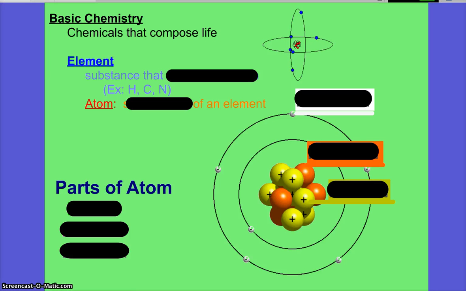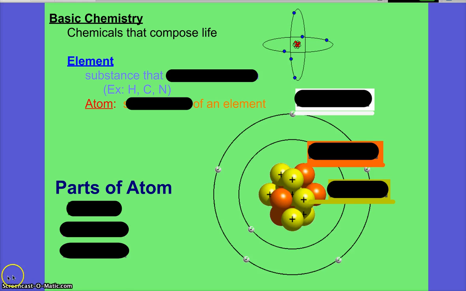So let's review topics, or vocab. What's an element? Anybody know? Give me an example of one. Hydrogen. Hydrogen. What else? Gold. Silver. Silver. Carbon dioxide. Carbon and oxygen, those elements combine to form carbon dioxide.